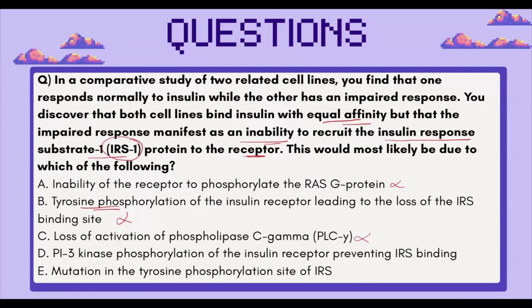So the problem is a mutation in the tyrosine phosphorylation site. The tyrosine phosphorylated residues have to be there, and they're the ones attracting the insulin response substrate. So if they're not present, or if there's a problem in that site itself, like if it's abnormal from its original position or anything like that, that's when IRS wouldn't be recruited, and that's why the pathway wouldn't start.